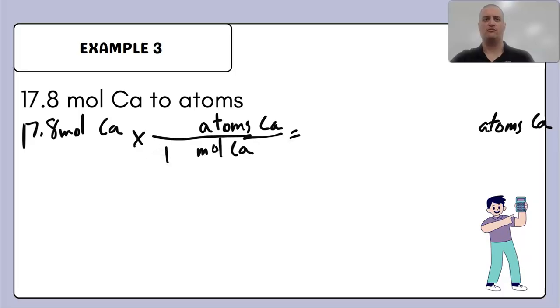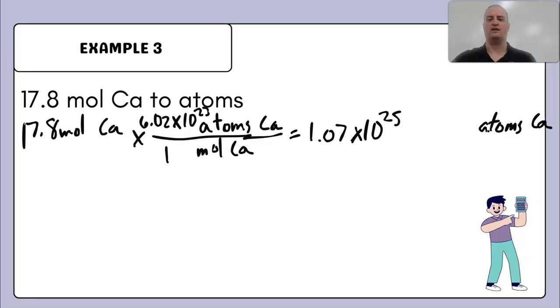For every mole, which is why we put the 1, we have Avogadro's number, 6.02 times 10 to the 23rd. Now I'm going to show you how to use your calculator properly when we get back to class, but when we multiply this out, you get 1.07 times 10 to the 25th atoms. An unimaginable amount of atoms, but there's actually billions and billions and billions of atoms everywhere we have.